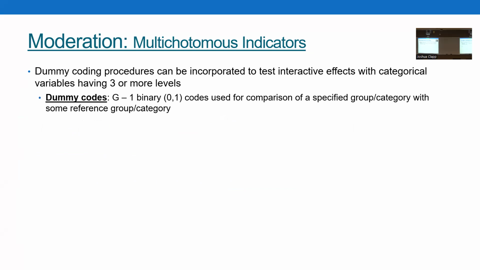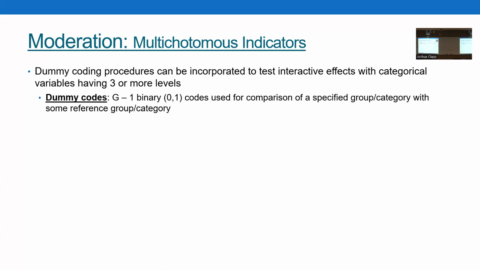You're welcome. Okay. So let's switch over and think about multichotomous indicators. What's multichotomous? Instead of dichotomous, where you've got two levels, multichotomous means you have multiple levels to a variable, but not continuous. What we can do with this is start to dummy code things to look at interactive effects with categorical variables with a number of different levels, okay?